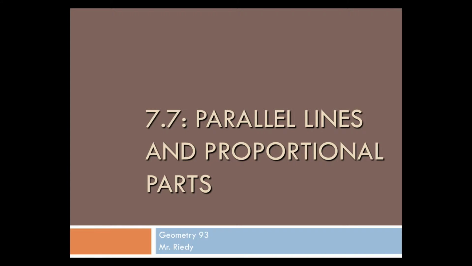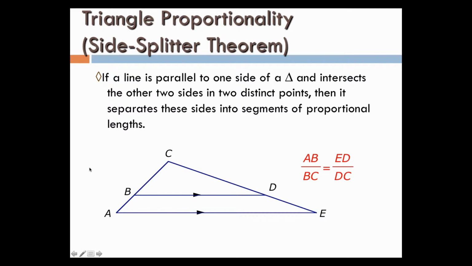Okay, last theorem of chapter 7. It's really easy, so we'll get right at it. It's called the side-splitter theorem. We start with a triangle, in this case triangle ACE, and I draw a parallel segment through that triangle. In this case it's labeled BD. BD can be anywhere from C down to AE.